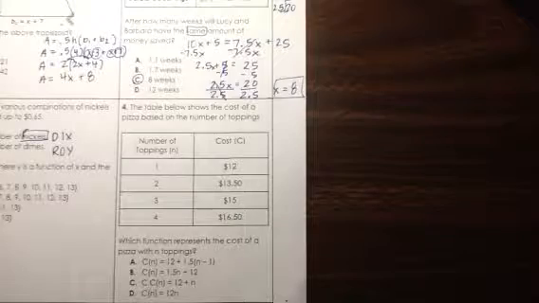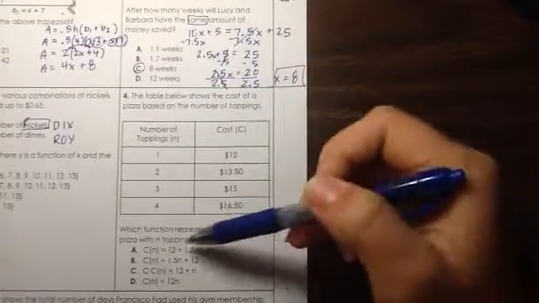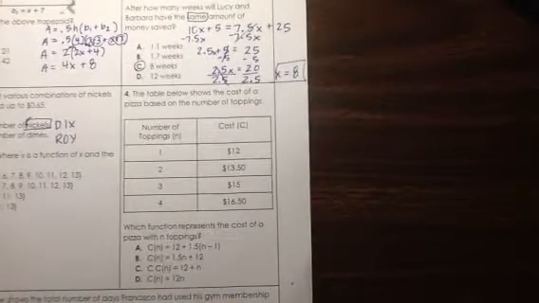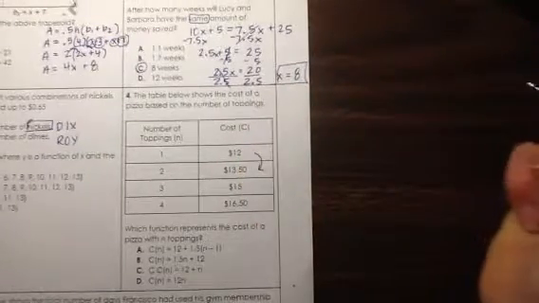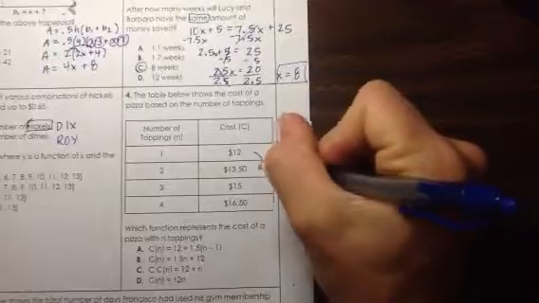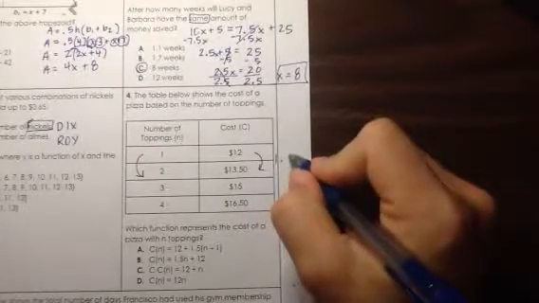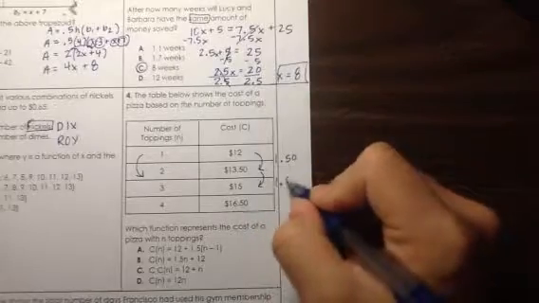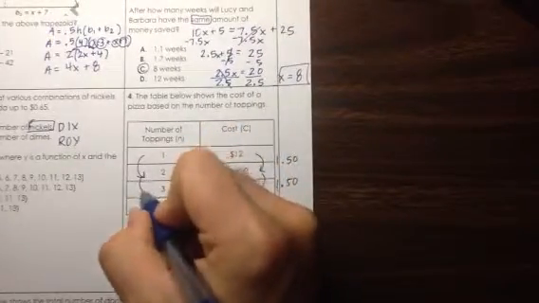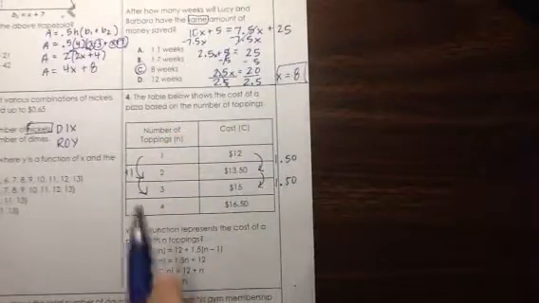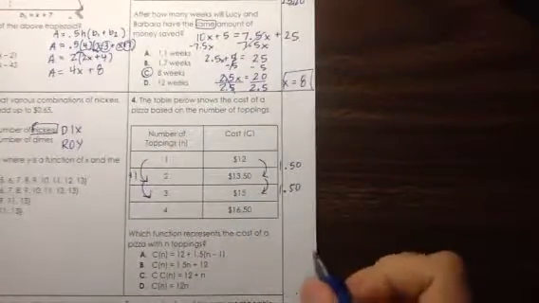Number 4, the table below shows a cost of pizza based on the number of toppings. Number of toppings and the cost. Which function represents the cost of a pizza with n toppings? So looks like here we're going to write an equation, and in order to write an equation we need to know the slope and the y-intercept. So the change in my y's divided by the change in my x's is going to help me find my slope. So it looks like here it's going up $1.50 each time, and it's going up by 1 topping every time. So this tells me that it is $1.50 per topping.